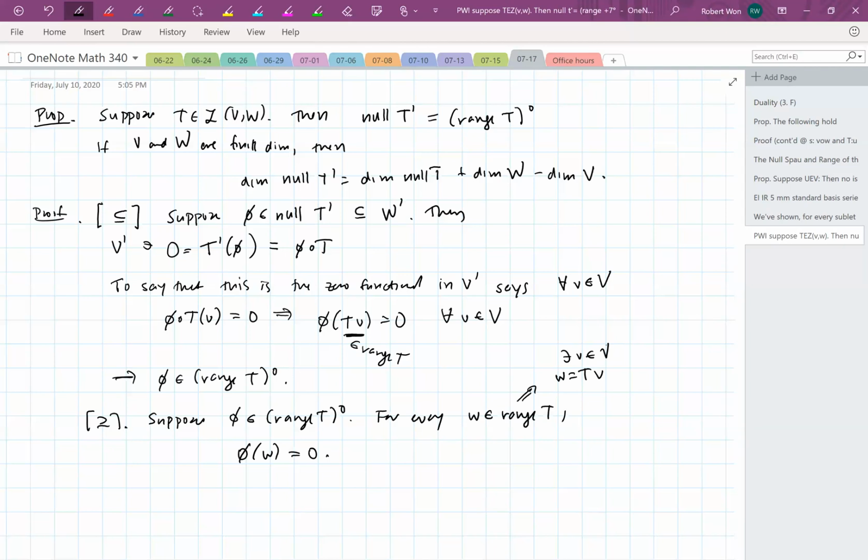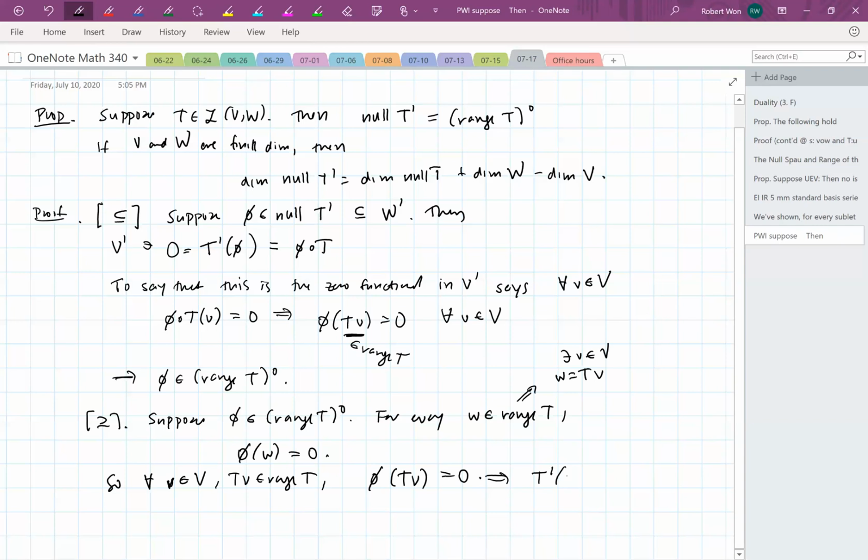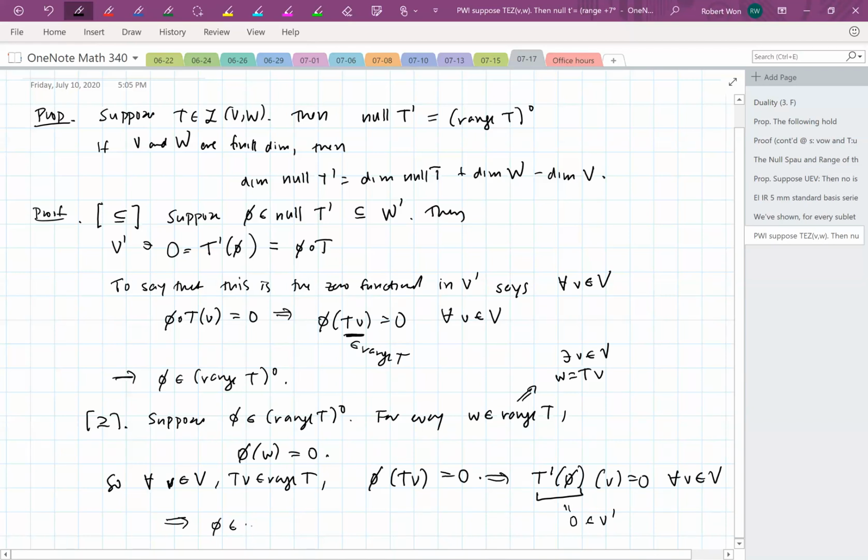This means that for every v in V, since Tv is in the range, we get that phi of Tv equals 0. This is true for every v in V. And this means that T dual of phi, applied to v, equals 0 for all v in V. In other words, T dual of phi is the 0 functional on V, which means it is equal to the 0 vector in V dual. And this means that phi is in the null space of the dual map.